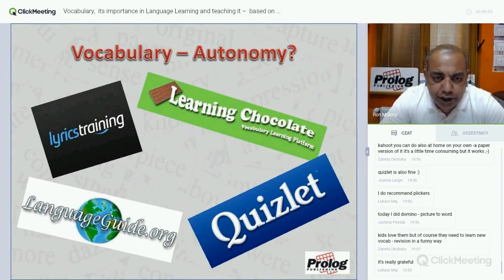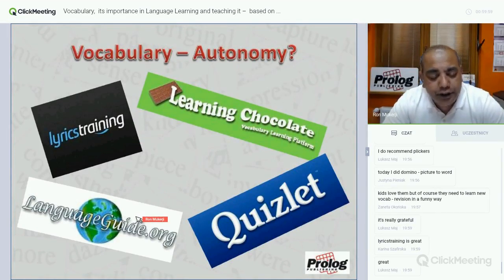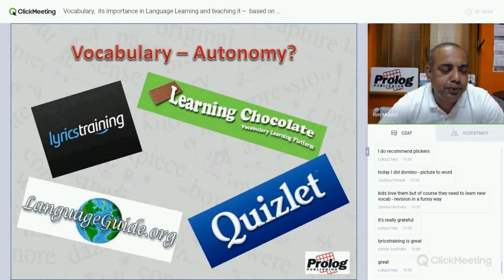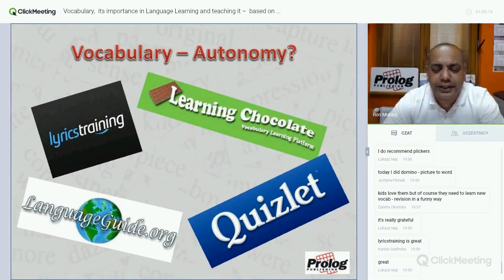Now, Learning Chocolate and Language Guide, these two, you can go right now and check. These are lists. These are vocabulary lists, but presented in a great way and very, very helpful to make your own teaching materials. There are loads of others. I'm not going to fill this up with all of them. Again, if anyone needs any suggestion about anything, for example, even speaking activities, you can write to me and I'll tell you what website to go to and where you can help. Okay?